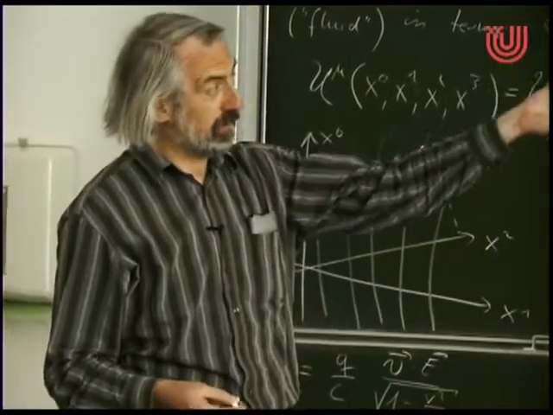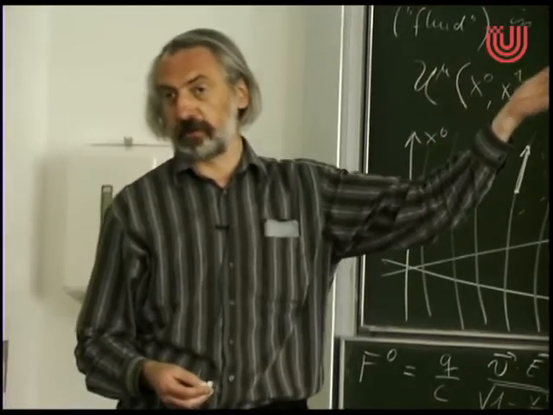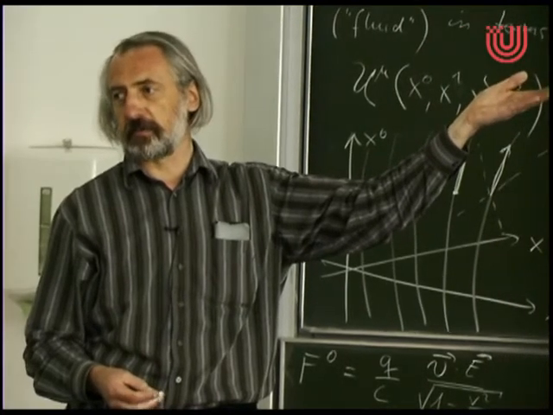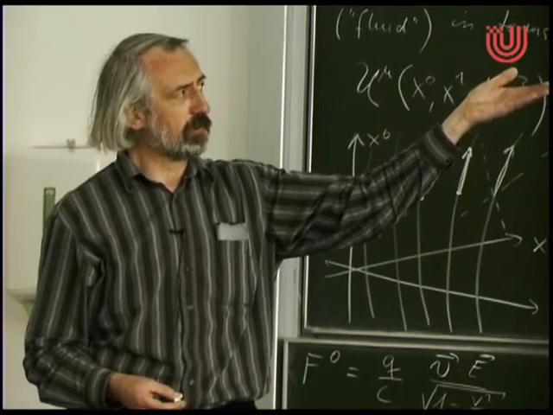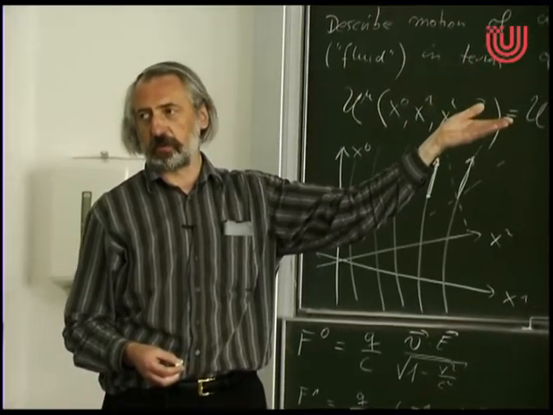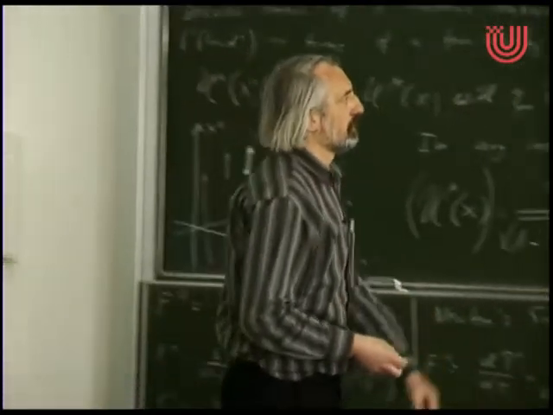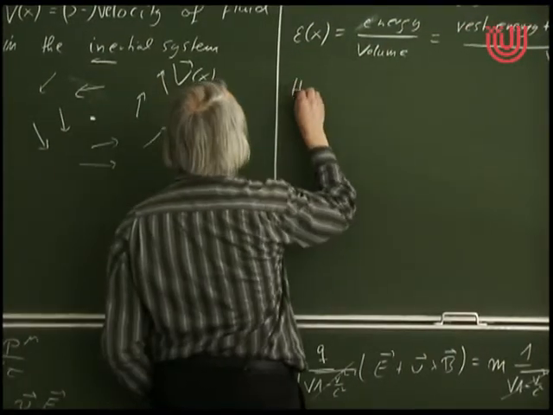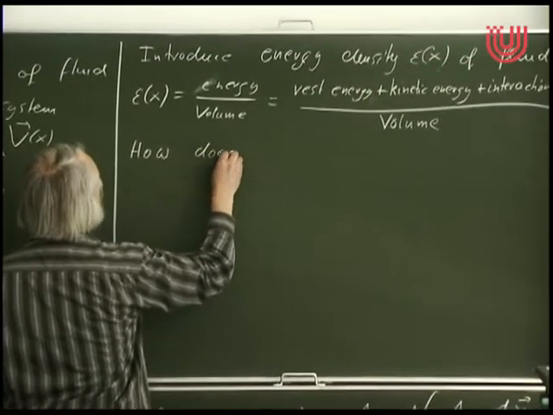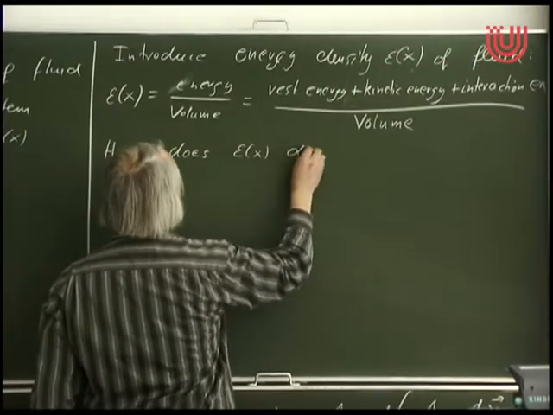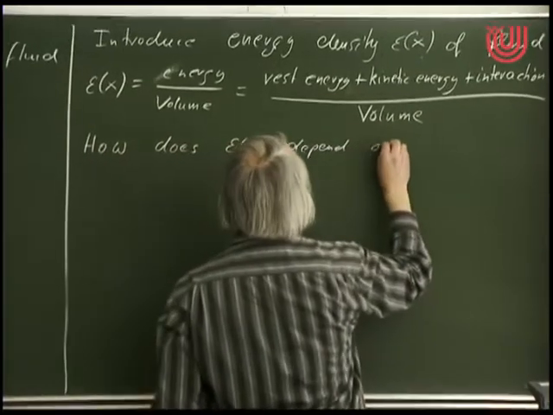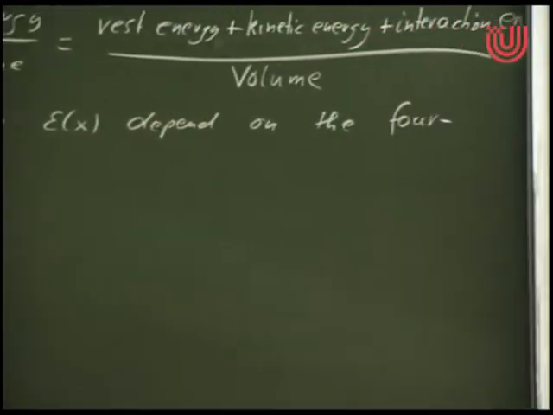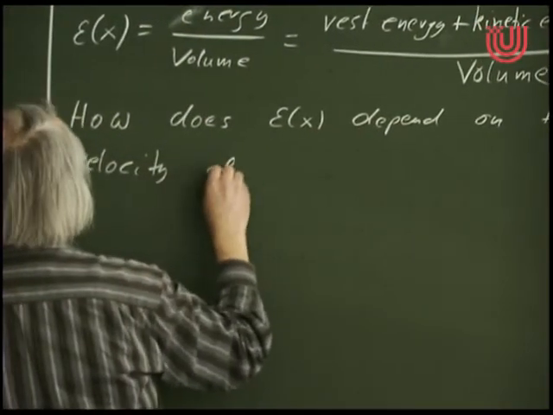Well, of course, it could be that the quotient is an invariant. It could be that the two things depend on the observer in a way that the dependency cancels. But actually, that's not to be expected. So we would expect that the quantity depends on the observer, and that's actually what will come out. And we will calculate now how this depends on the 4 velocity of the observer. So that's the question we want to answer: how does epsilon of x depend on the 4 velocity of the observer?